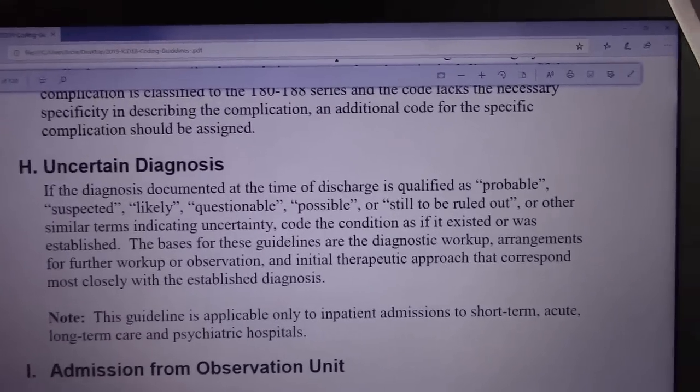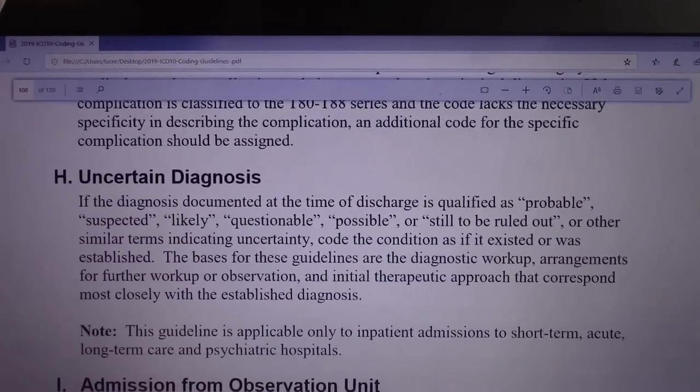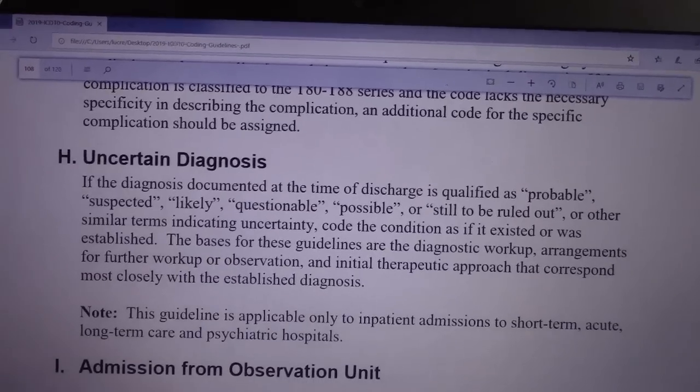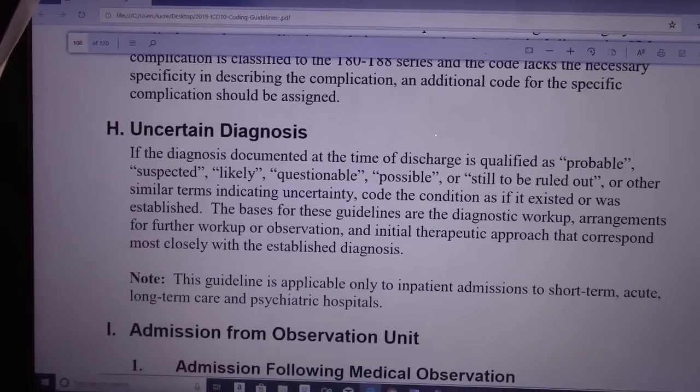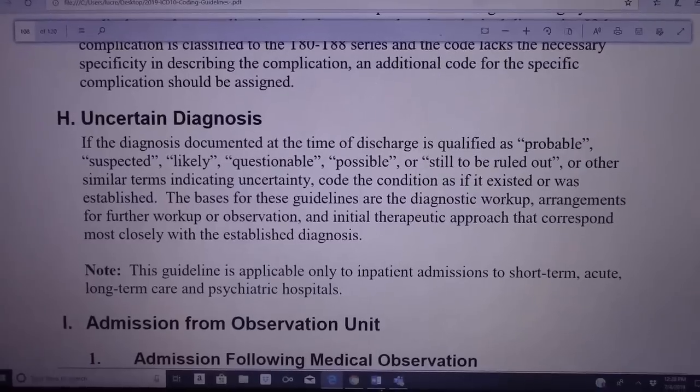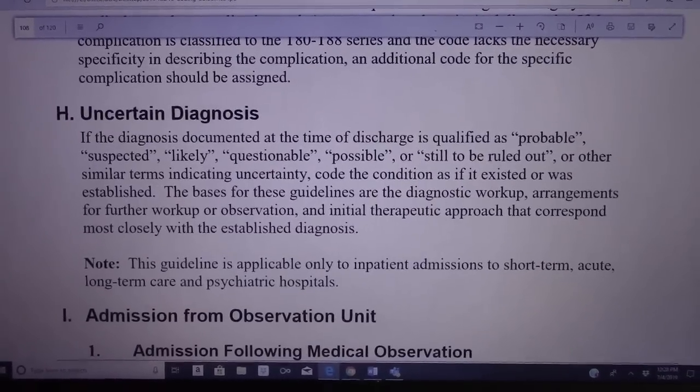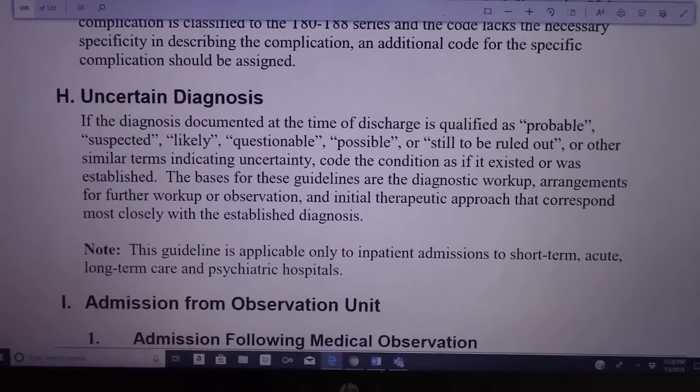Okay? So when you have uncertain diagnoses, as long as the physician treats the patient for what was suspected, likely, questionable, probable, possible, or still to be ruled out, then you can still use that diagnosis because that's what the physician is treating. Okay, guys?